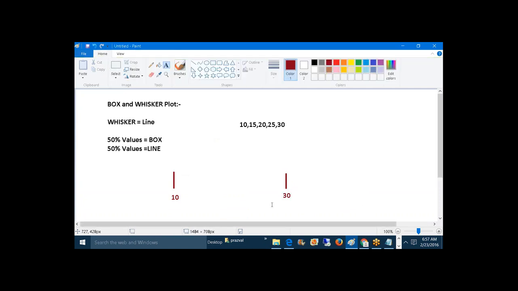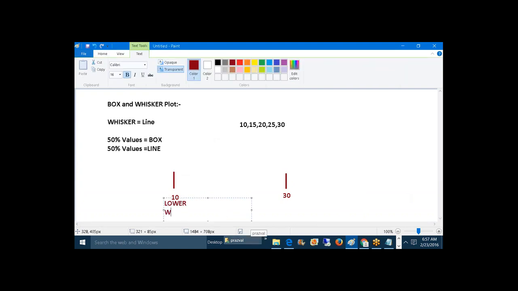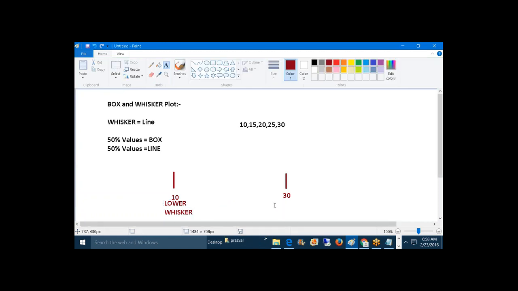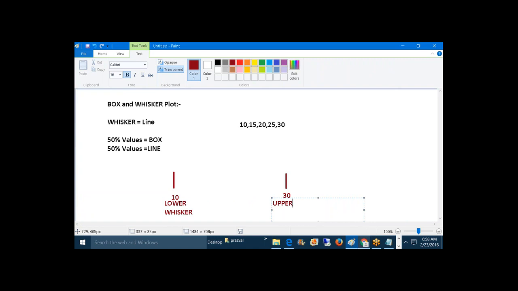This minimum value line is known as the lower whisker, and this upper value line is known as the upper whisker.